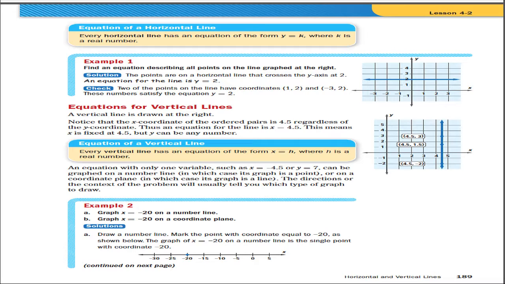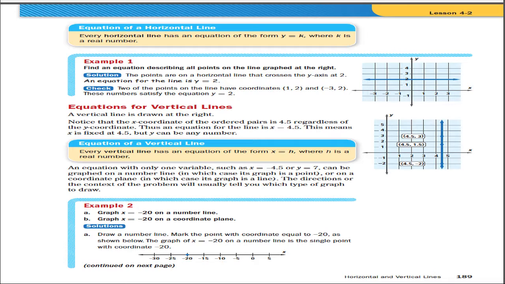In example 1, if you look at the graph to the right, you see an example of a y equals k line. You'll notice that that line is parallel to the x-axis. It is perpendicular to the y-axis, but anywhere on that line, for this particular problem, y is equal to 2. X can be anything, but y is always equal to 2 along that line.